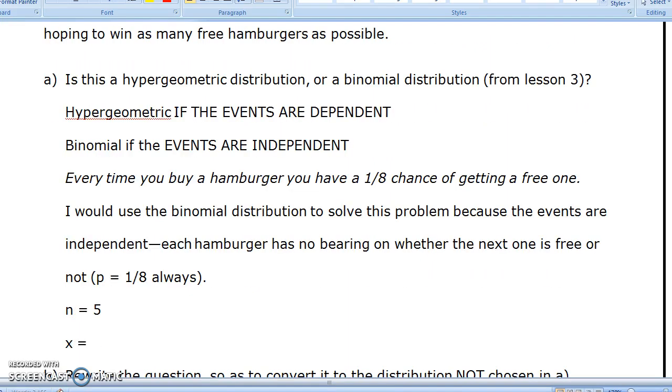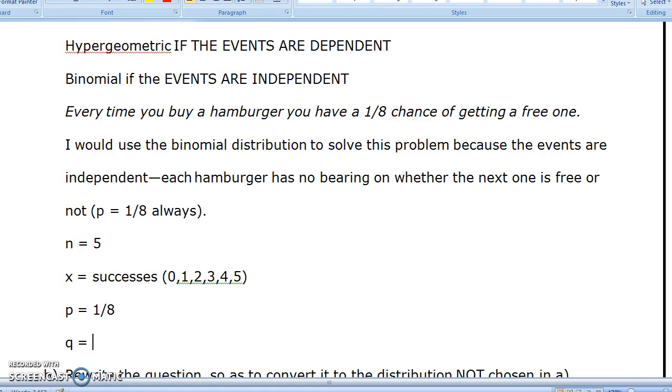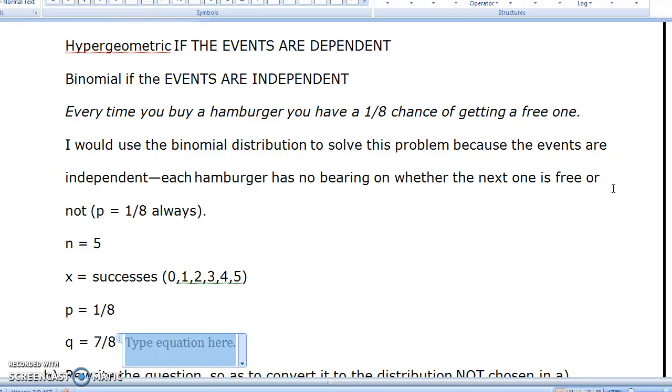X would be the number of successes. So it could be 0, 1, 2, 3, 4, or 5. P is 1/8 and Q is 7/8. And we would just use this in our binomial formula from the other day. Remember, it's nCx times P to the X times Q to the N minus X.